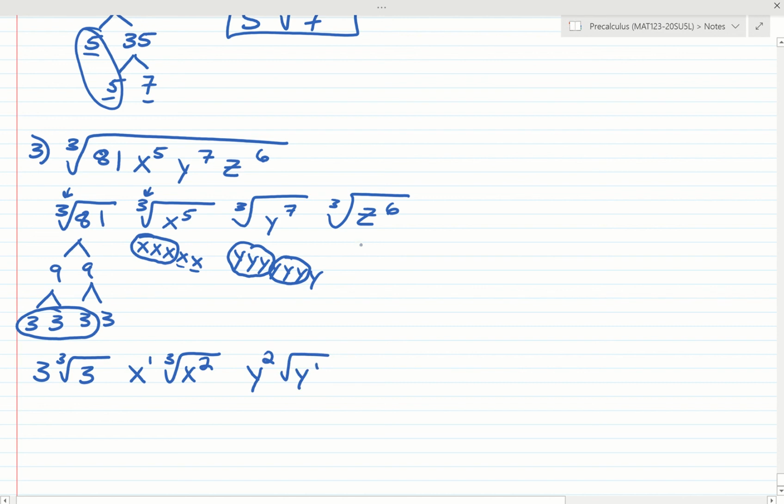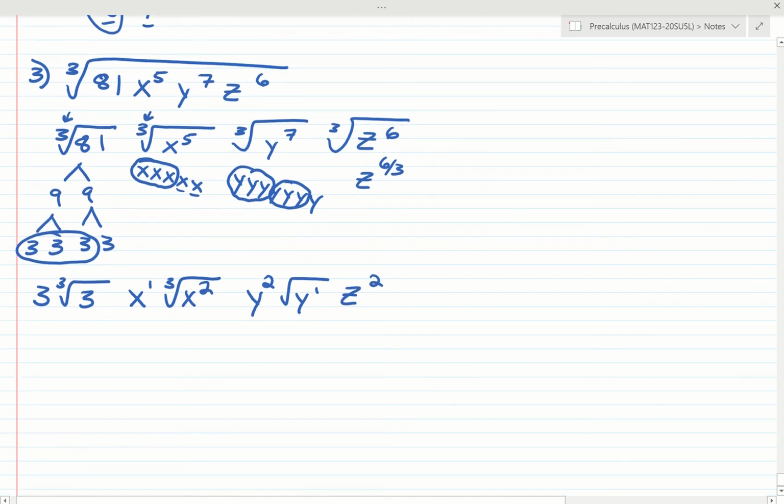And then the z to the 6th, well, that's just the same thing as z to the 6 over 3, which is 2. We don't need absolute value because it's not even, odd. So let's combine all of these answers here. Let's write what's on the outside. 3x y squared z squared times the cubed root of 3x squared y. That would be the final answer.